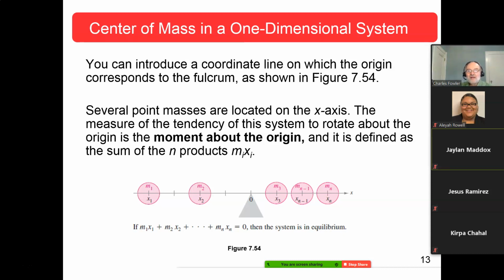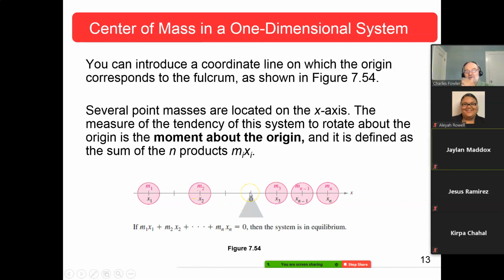So let's go. Here we have several point masses located on the x-axis. The measure of the tendency of the system to rotate about the origin is the moment about the origin. It's defined as the sum of the products m_i times x_i. So here m1 times x1, that's the tendency to pull it this way, plus m2 times x2, that also tends to pull it this way.